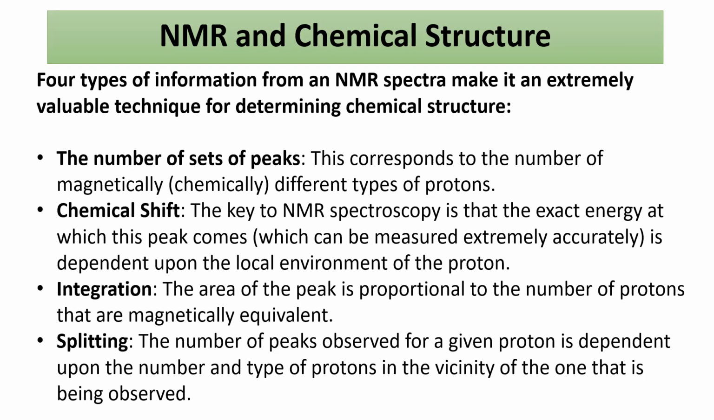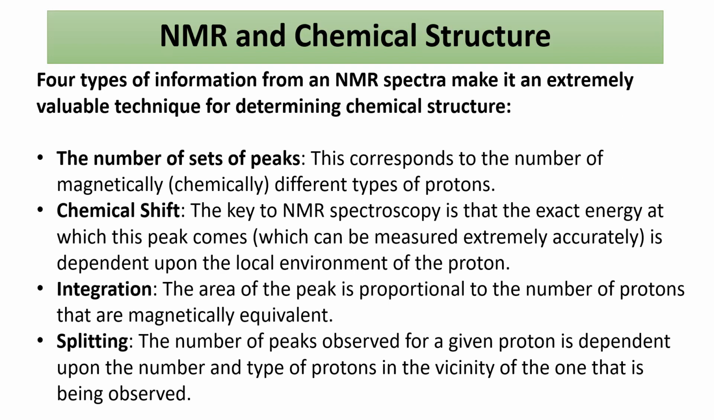All right, so chemical shift. The key to NMR spectroscopy is that the exact energy at which a peak comes, which can be measured extremely accurately, is dependent on the local environment of the proton. We explained that at length last class, or last lecture. The environment it is in gives you a specific chemical shift, so you can know what type of proton it is. So this means that you need to know the types of protons and the chemical shifts where they lie.